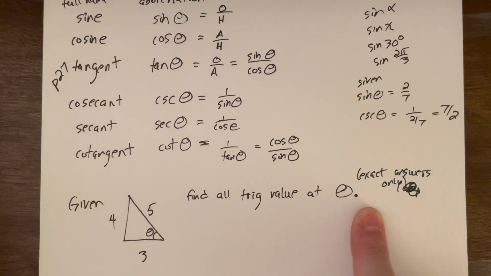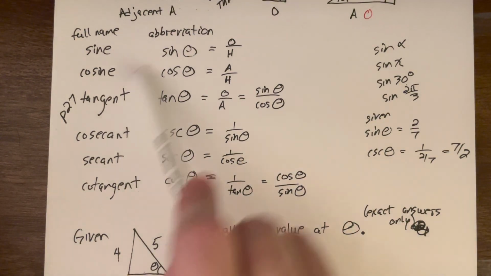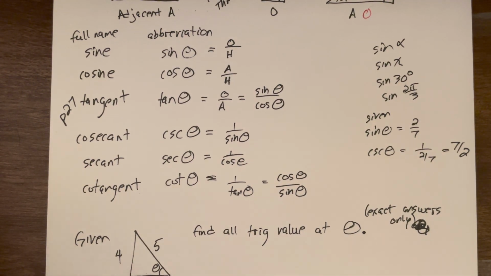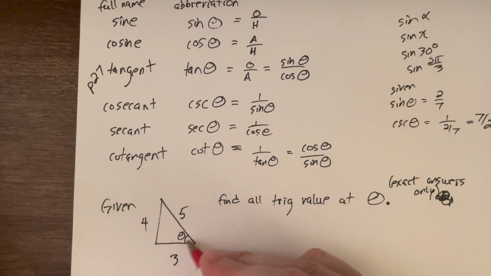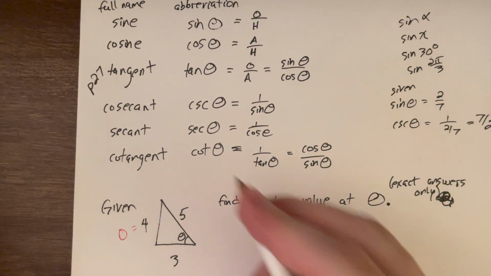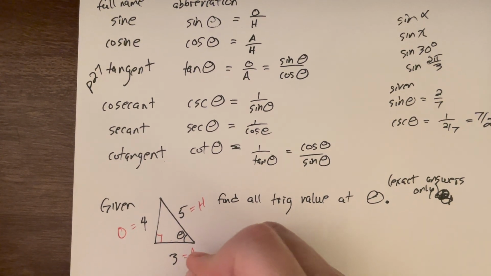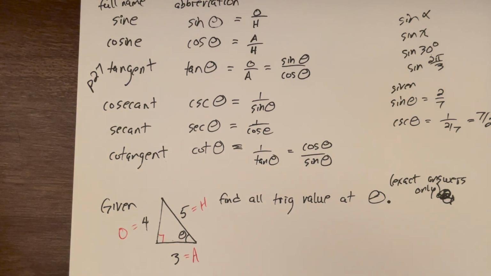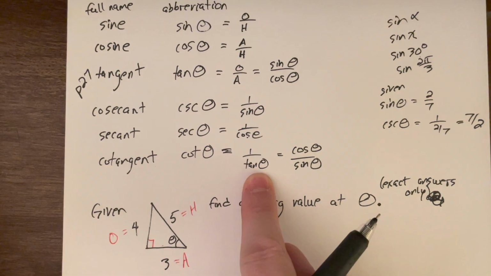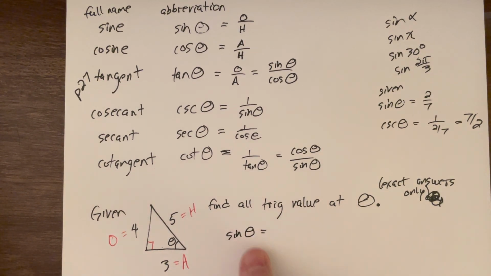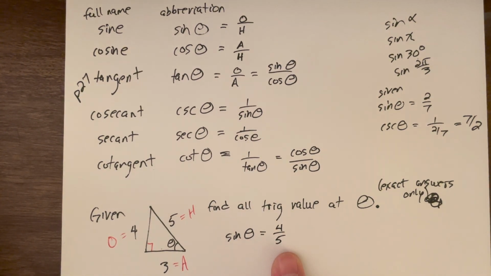So this one, find all the trig functions at theta. Well, it's just an exercise of using all this information up here. I just need to look at my triangle and say, from theta's perspective, the opposite side would be 4. The hypotenuse is the side across from the right angle. Therefore, 3 must be your adjacent side. So how does that help? Now we just follow our definitions. Sine of theta, O over H, opposite over hypotenuse, will give you 4 over 5.